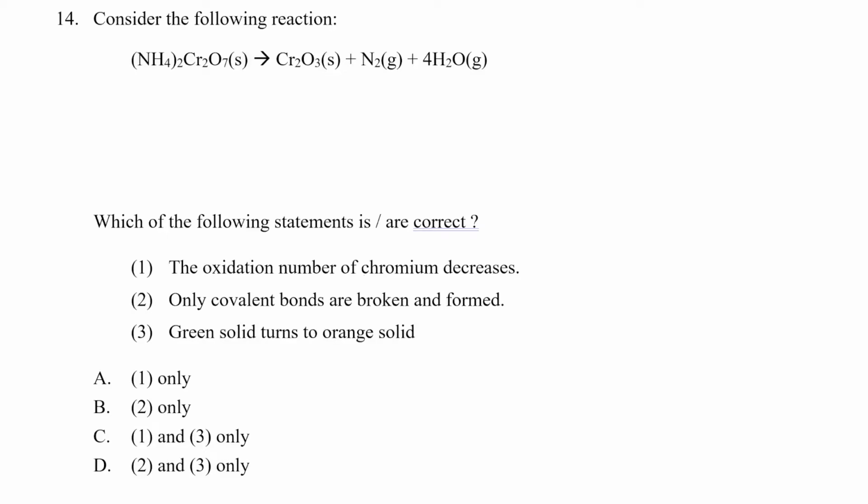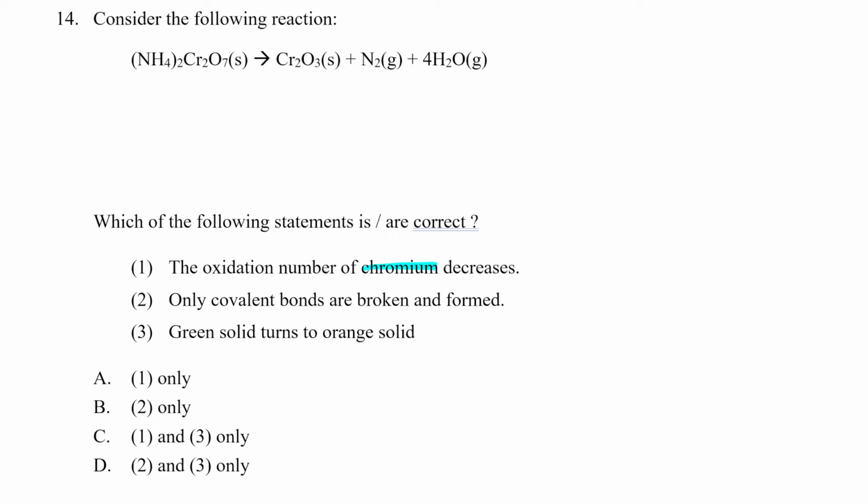2019 question 14. Consider the following reaction, and you're given the chemical equation. Which of the following statements is or are correct? Option 1, the oxidation number of chromium decreases. Now, you'll learn more about oxidation number in Book 2B, in redox reactions, if you haven't. But here, chromium is our target.